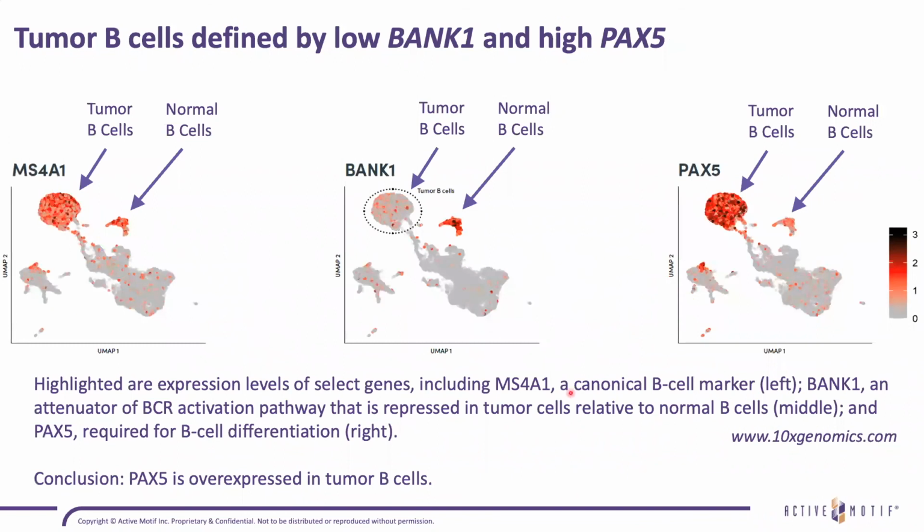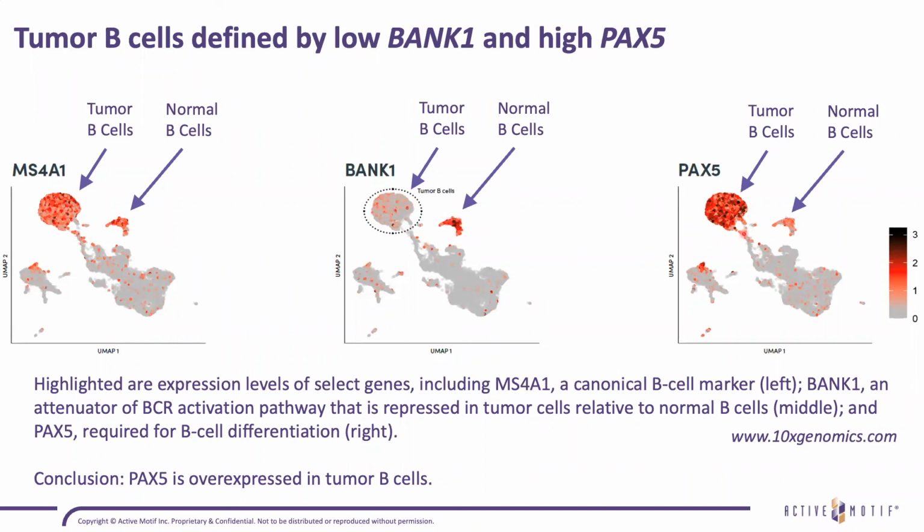Another application of single-cell multiome is that we can define tumor cells versus normal cells. In this example, on the left panel, MS4A1, a canonical B cell marker, is used to call out B cells. Now, in the middle panel, we're focusing on BANK1 expression. BANK1 is an attenuator of BCR activation, and it's repressed in tumor cells relative to the normal B cells.